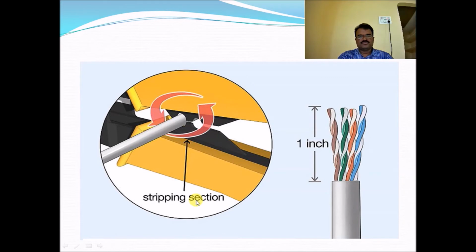Like this, we have to insert our cable into the stripping section of the crimping tool, leaving 1 inch of length. After inserting the cable into the stripping section, roll the crimping tool over like this so that there will be a clean cut. After the rollover, we see the clean cut. Then we have to pull it out to the wire side. Then all the wires come out like this, 4 pairs of wires.